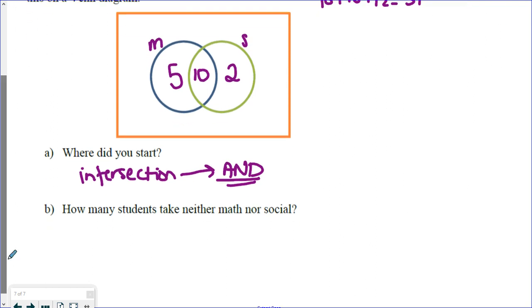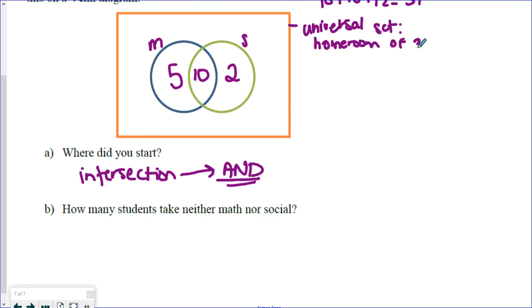So it says how many students take neither math nor social, or not math and not social. Something like that. It could be worded lots of different ways. So what we need to look at is our universal set, which is the homeroom of 20 students.